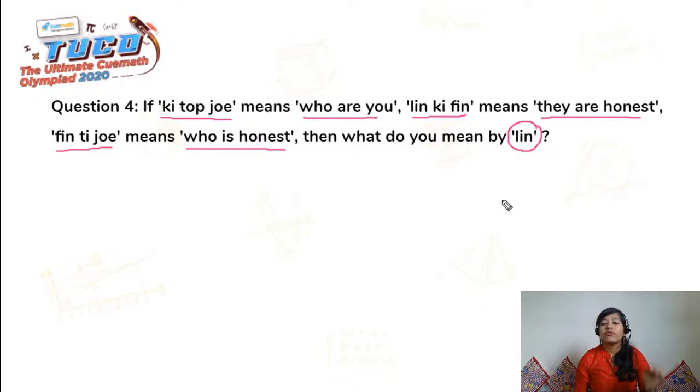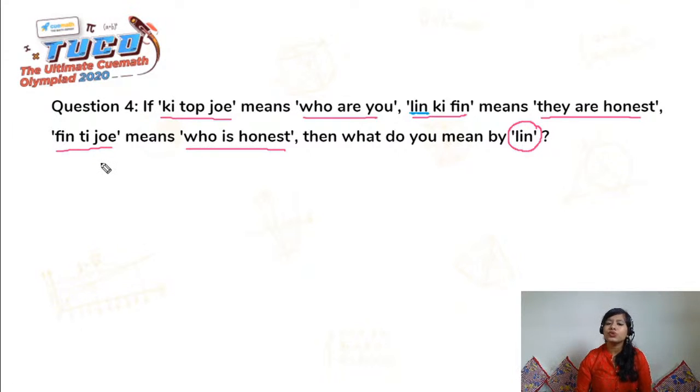Okay, so whenever they ask you for such a question, try to look at the hints, where is that word exactly available? If a sentence does not have the word Lin, then do not consider it. I hope that's clear. So now from here, we are going to look into our statements. Key Top Joe does not have Lin at all. Now if you look into the second one, Lin Ki Fin, yes, this does have Lin as one of the words. And we see here Fin Ti Joe. Here also we do not have Lin.